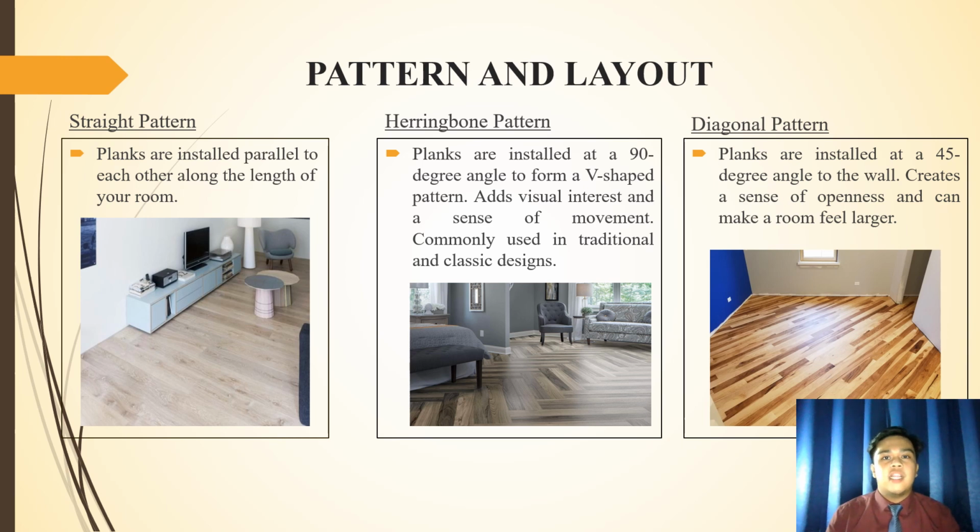Moreover, pattern and layout. You can get creative with pattern and layout, such as herringbone, where planks are installed at a 90 degree angle to form a V shape that is usually used in classic and traditional design. Other than that, diagonal pattern, where planks are installed at 45 degrees, can make a room feel larger. And lastly, the most famous is straight pattern, which is the basic and the easiest one to install.